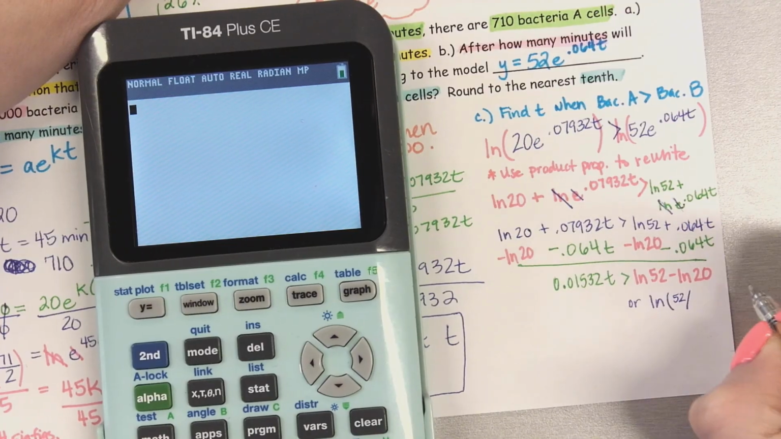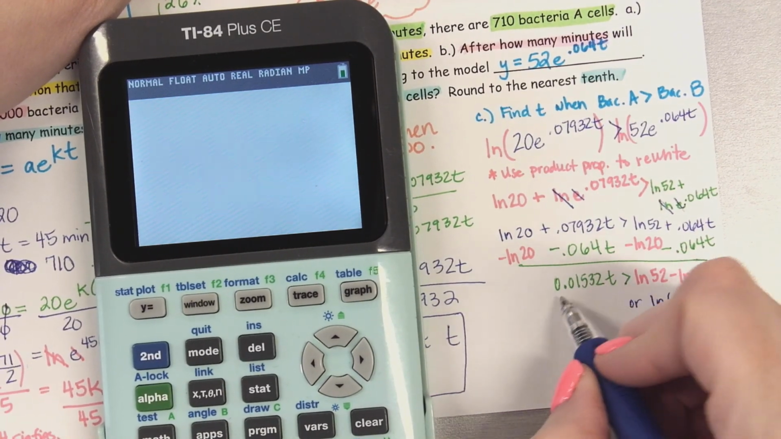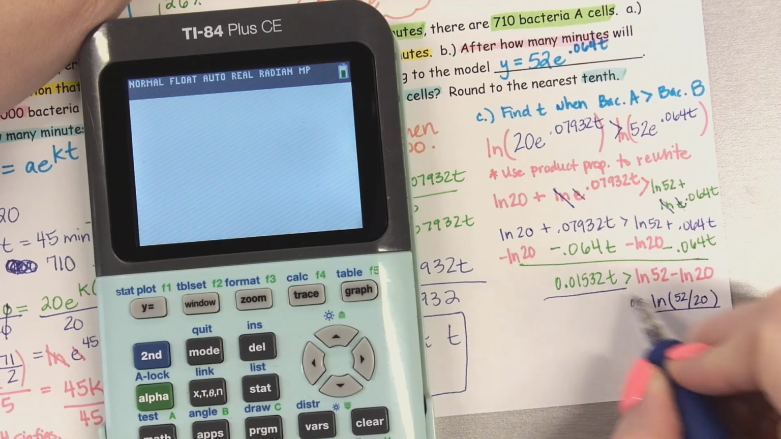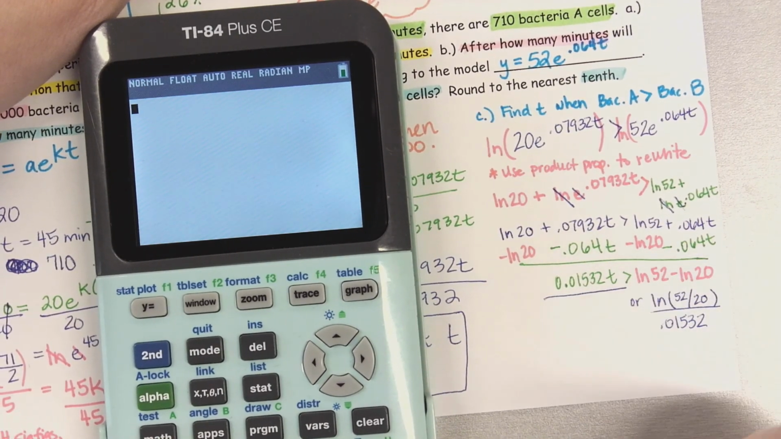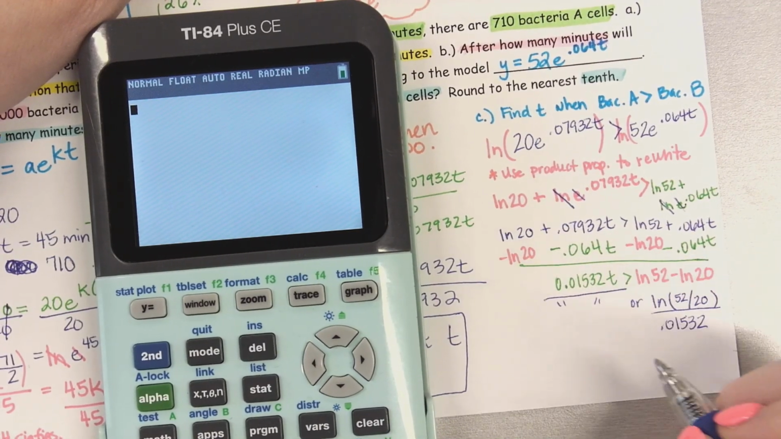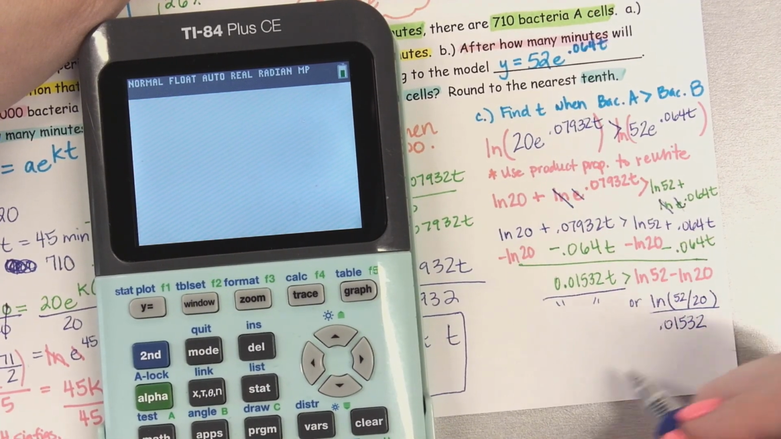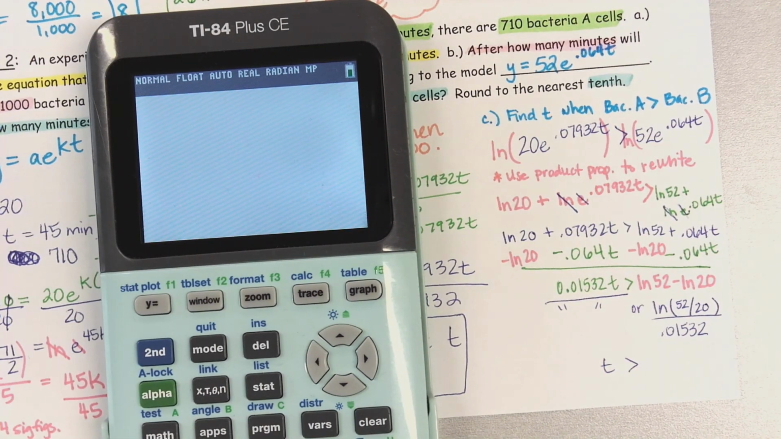52 over what? Yep, so either one. And then your last step is just going to be to divide by 0.01532. Okay, and if you want to write that out a little quicker, remember I said you could use the decimal, that would be fine. Okay, and then we're going to round that to the nearest tenth. And then will you put your units on that as well?